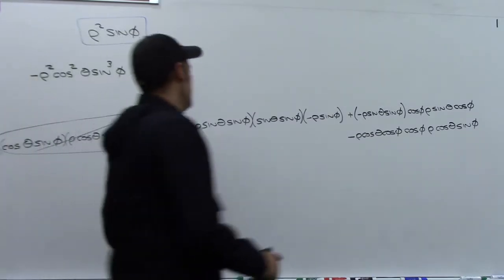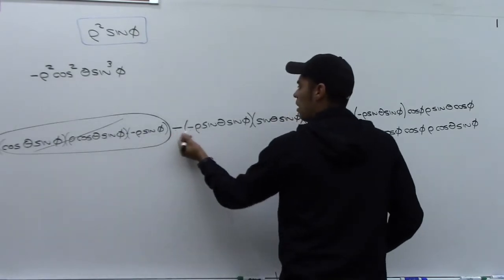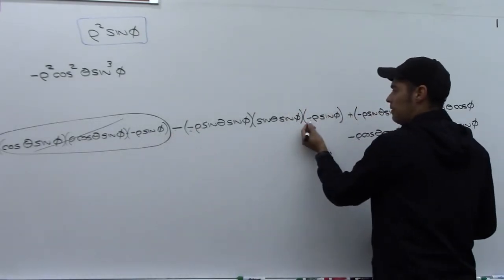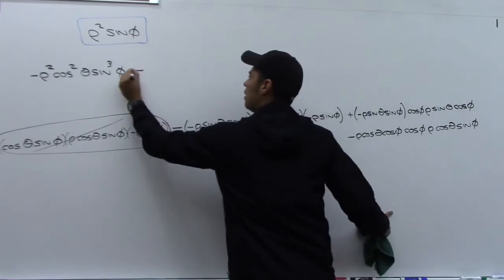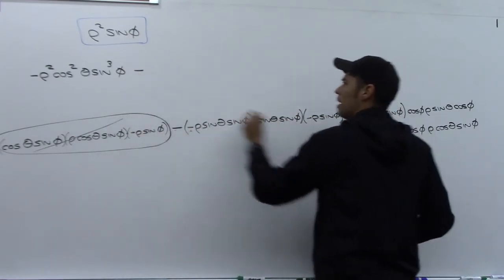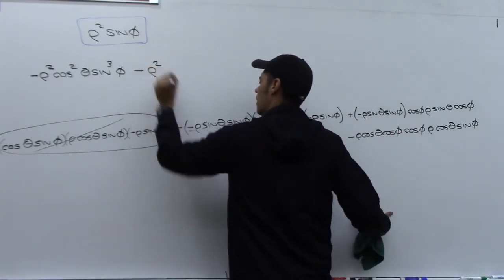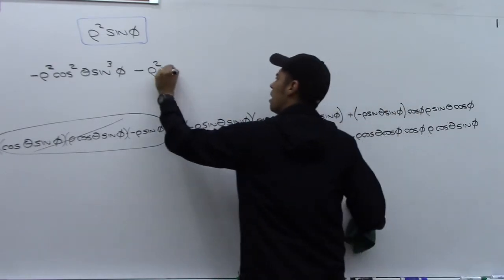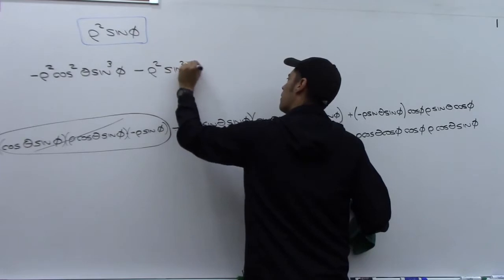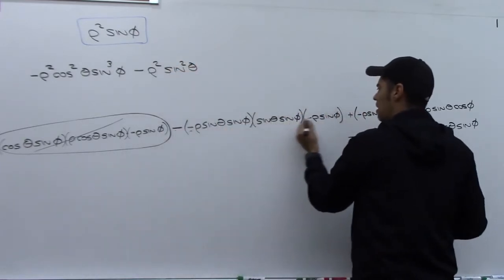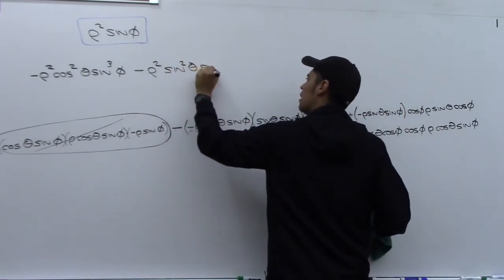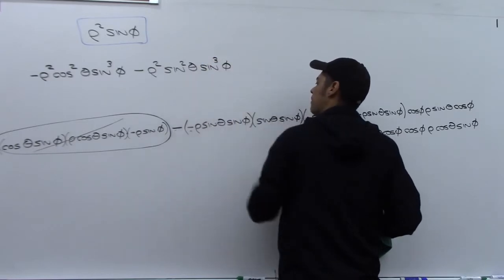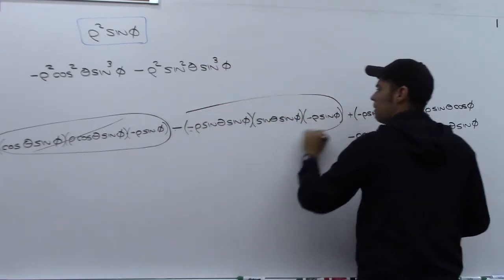Okay, over here, let's see, negative negative is plus, but then negative again, so I have negative. I have rho and rho again, so that's rho squared. Okay, I have sine theta, so sine squared theta. I have sine phi, so sine cubed phi again. And that takes care of this.